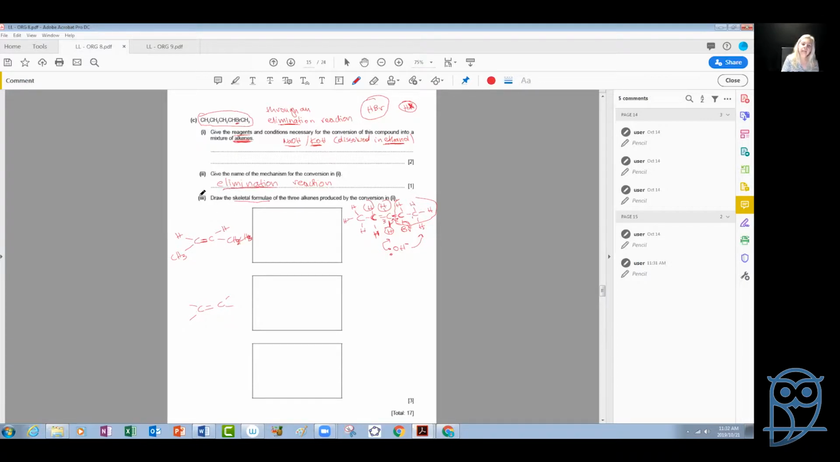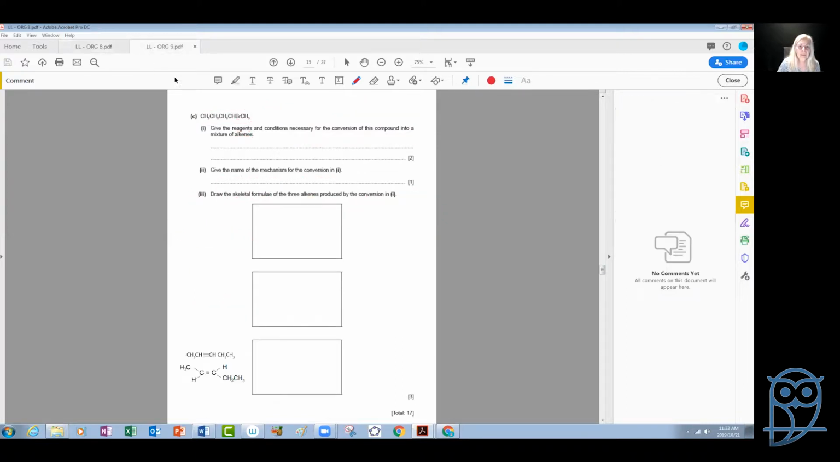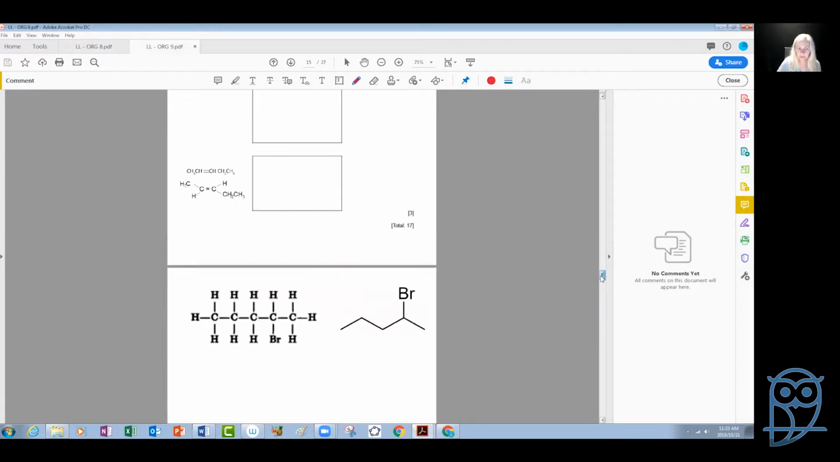Now, in the third question, they asked us to draw the skeletal formulae of the 3 alkenes produced by this elimination reaction. So because we said it very fast and it's very unclear, I thought maybe we should do that more analytically. So I prepared another page here with lots of space.